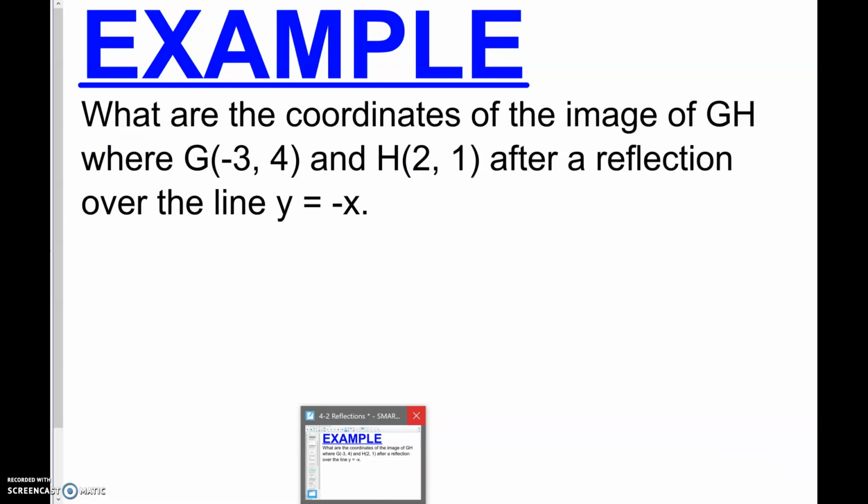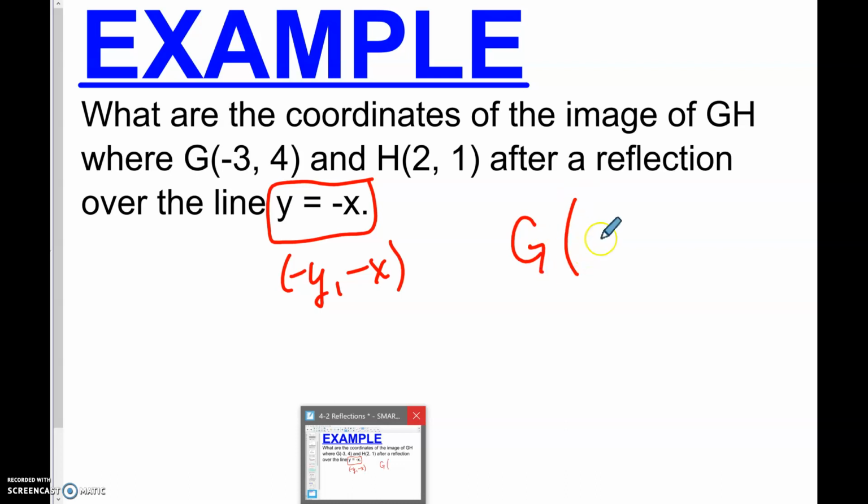All right, so what are the coordinates of the image of GH, where G is -3, 4 and H is 2, 1 after reflection over y equals x? Well, I like to just go back to my rules. And in the rules, when we're reflecting over y equals x, that's when it goes to -y, -x. So G, they're going to switch places, and this is going to become a -4. And this is going to become a +3.